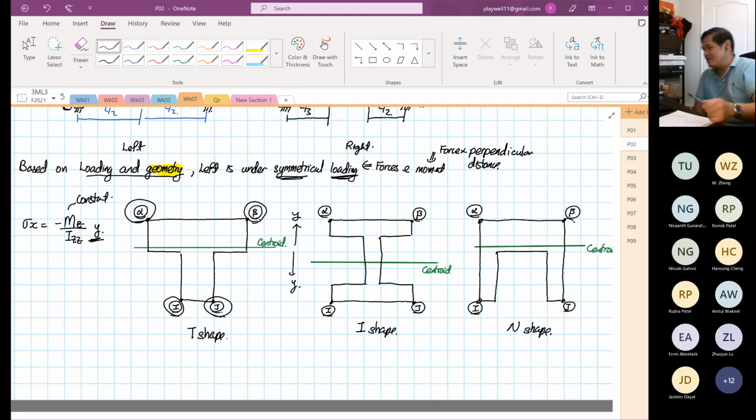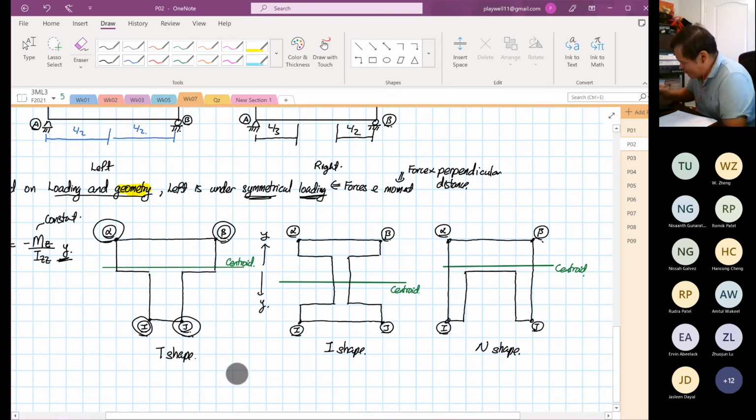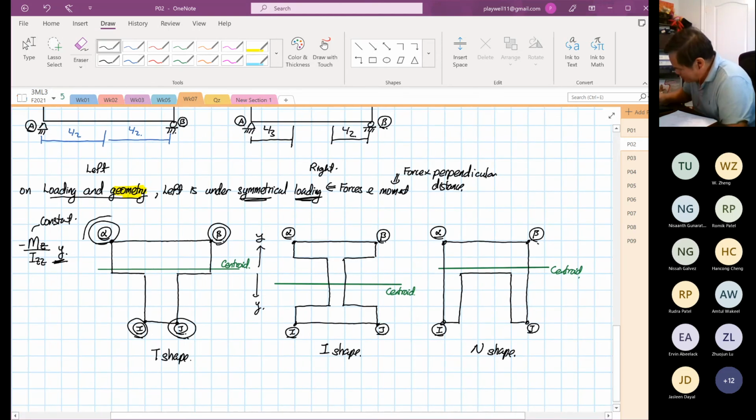The answer is all of them. Not I, not T, not N, all of them are symmetrical. You guys, oh, we are confused today. So all of these are under symmetrical bending.